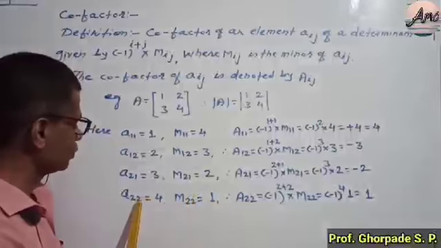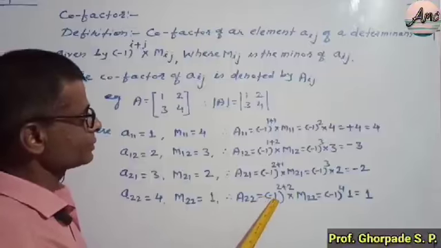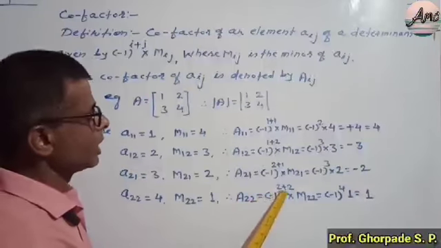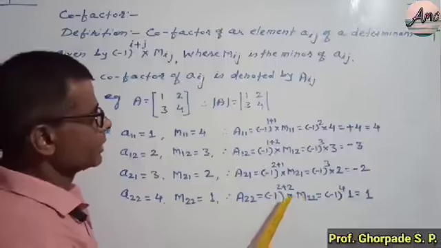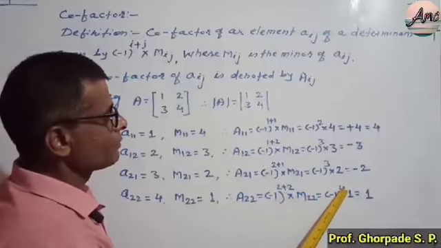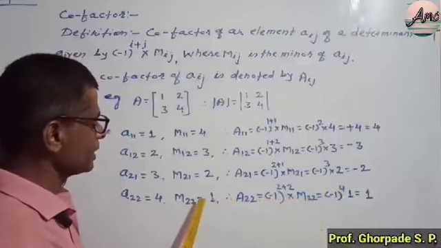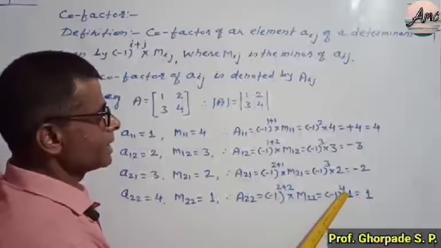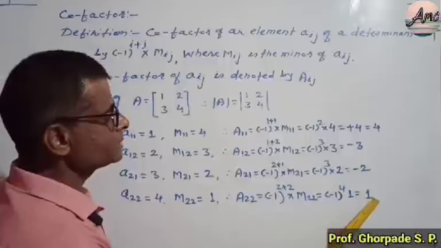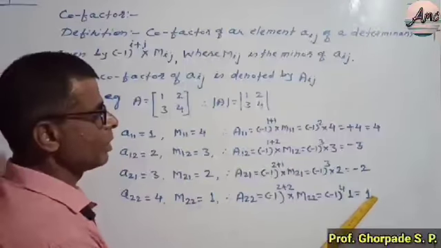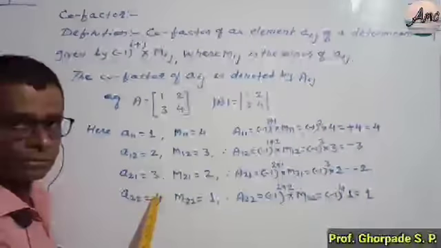Cofactor of A22 is denoted by capital A22, which is given by minus 1 to the power of row plus column, 2 plus 2, into M22. So minus 1 to the power of 4 into M22. What is M22? It is 1 here, right? If the power of negative term is even, you will get a positive answer. So plus 1. So this 1 is considered as the cofactor of the element 4.